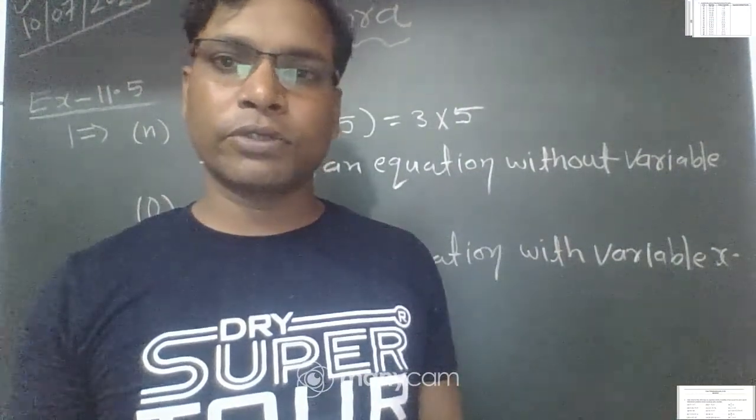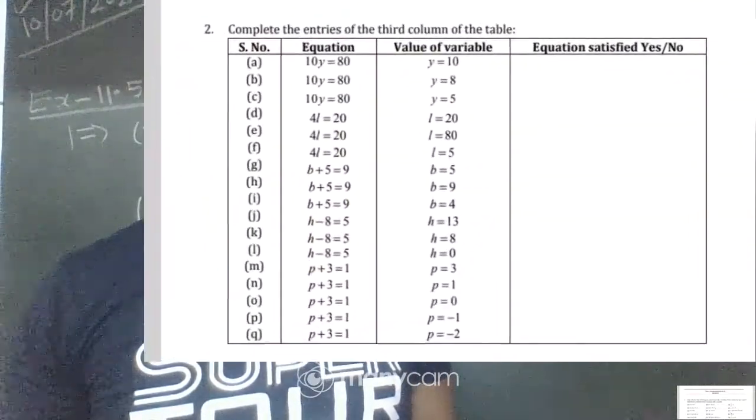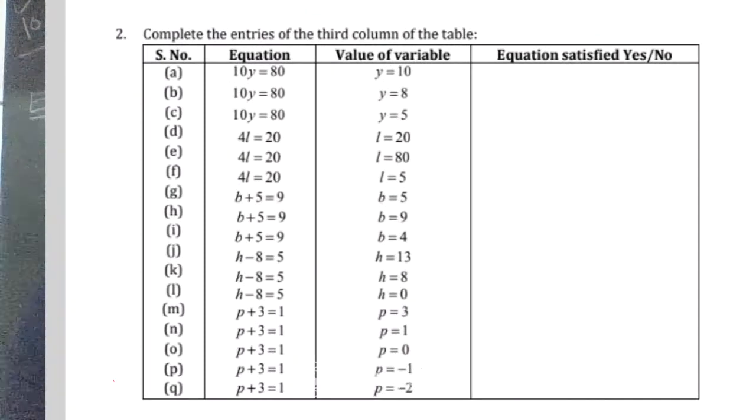So student, let's see question number 2. What is the question number 2? You can see this is your screen. Question number 2 is: complete the entries of the third column of the table. Okay. Here this is given 10y is equal to 80. 10y is equal to 80. y is equal to 10. So you can write here equation satisfy yes or no.